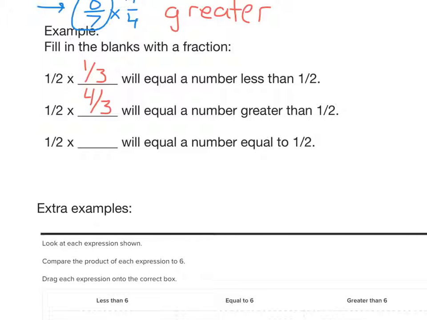Last one. 1/2 times some number will equal a number equal to 1/2. So how do I keep it the same? I multiply it by 1 whole. So I could choose any fraction that is equal to 1 whole. So I'm going to choose 5/5. The numerator is the same as the denominator. That's going to actually be equal to 1/2.